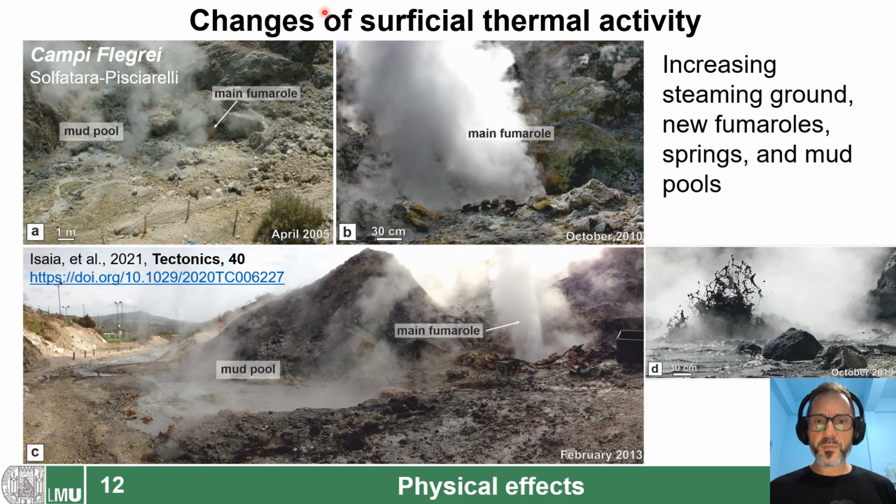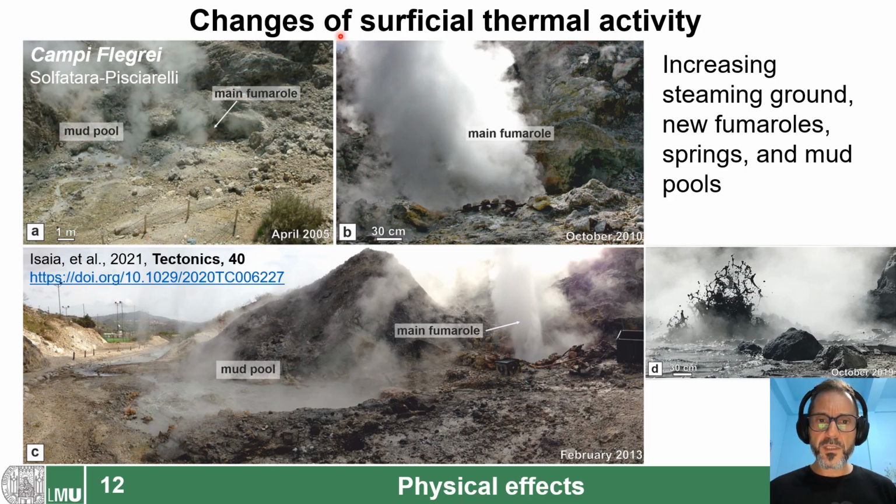Here is another example from Pisciarelli, an area northeast of Solfatara in Campi Flegrei in the area of Naples. Before 2006, this area only had minor fumaroles and a mud pool, and this is a picture from 2005 showing the area. You can see the small mud pool and the main fumarole.